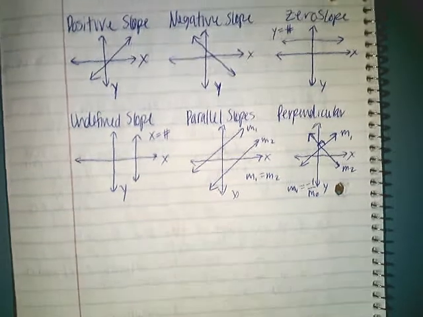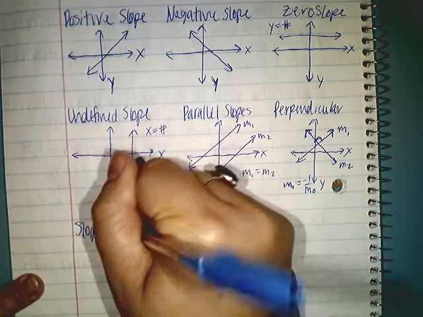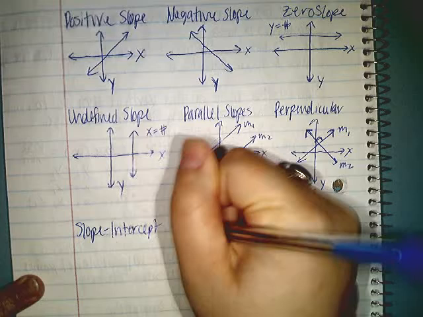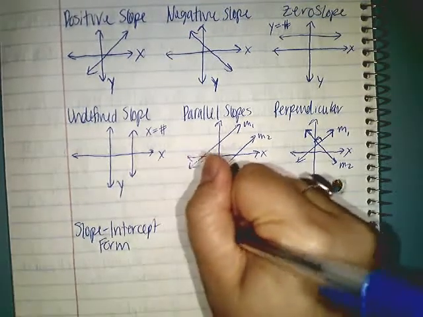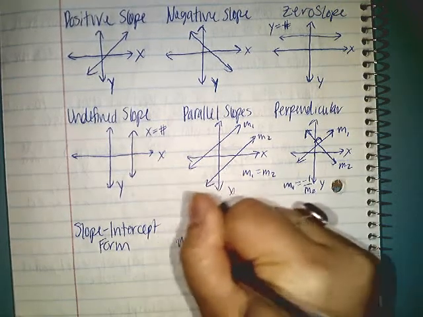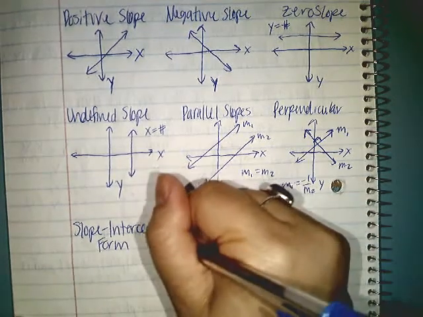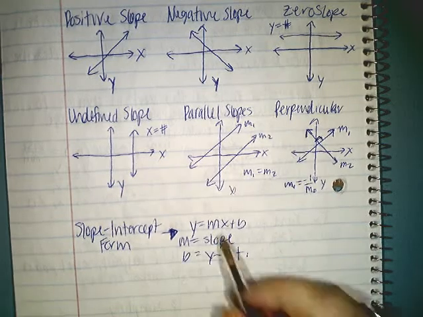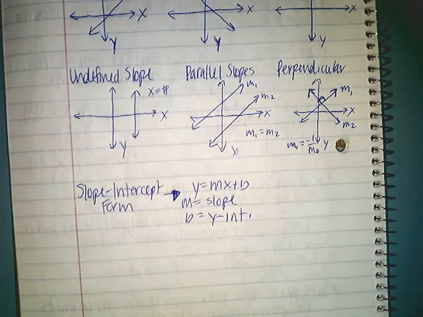All right, the last thing I want to talk about is the first form we're going to work with, slope-intercept form. Slope-intercept form of a line is just y equals mx plus b. M is our slope, b is our y-intercept. You've probably seen this before. I want to talk about one example really quickly before you try out classwork on your own.